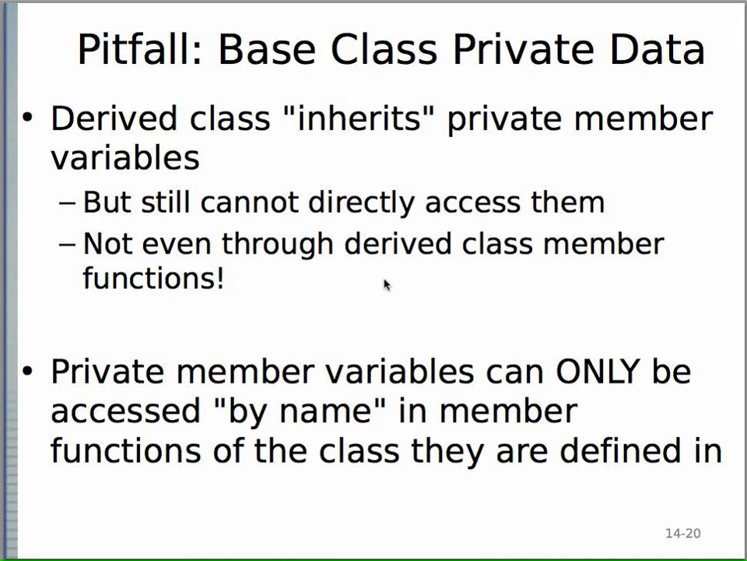So this is a common pitfall to watch out for. That is, you have a derived class that inherits from a base class, which has private data members. The derived class does actually get all those private data members, but we cannot access them directly. Not even through derived class member functions. So what do I mean by that?